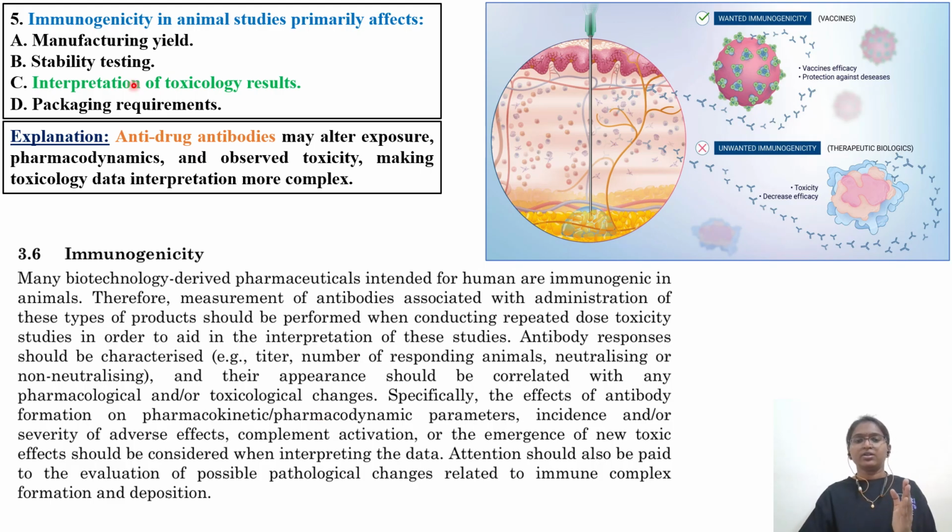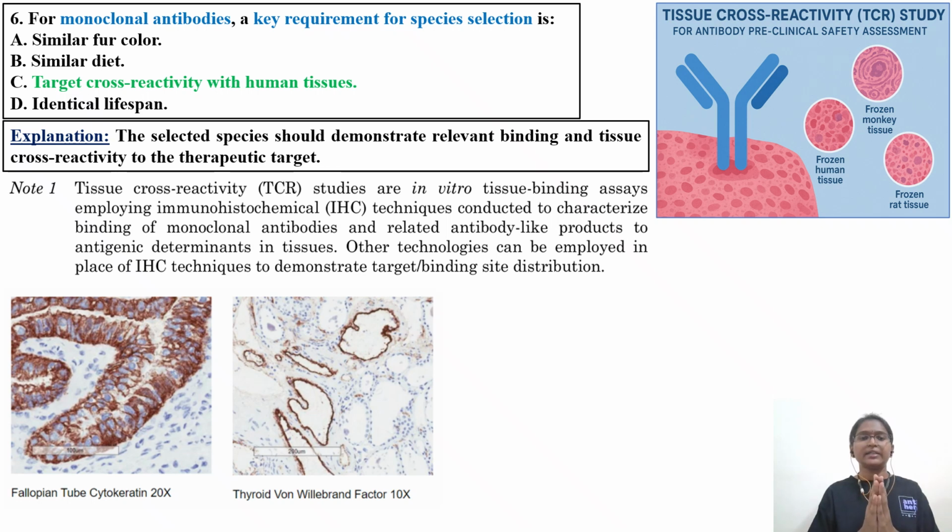Okay. Next we will see another question, with respect to tissue cross-reactivity, which is an extension of immunogenicity. The question is, for monoclonal antibodies, one of the key requirements for species selection is what? For biologics, tissue cross-reactivity is one of the things the regulatory agency asks for. Target cross-reactivity with human tissues is the right answer.